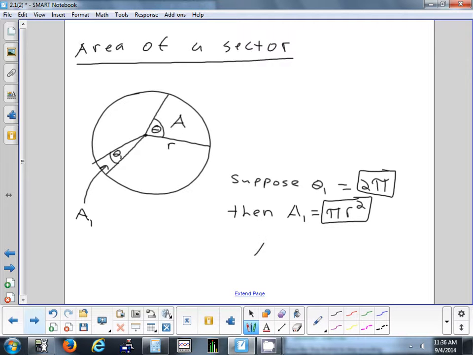So our proportion will be A is to theta as what's going to go on the other side? Pi r squared is to 2 pi. Well, after you plug everything in, yep, you had the idea. A is to theta as A1 is to theta 1. He had jumped ahead and actually filled in the two values that I put in the boxes.